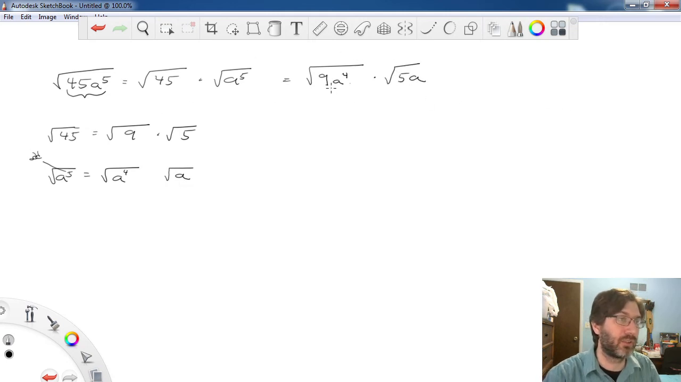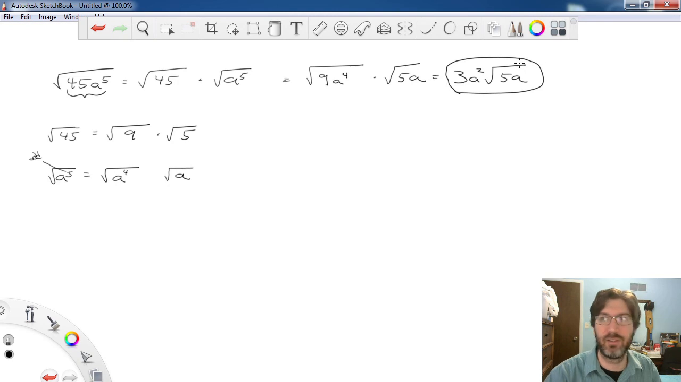And then I'm going to go ahead and solve for this one. I know this is pretty easy. The square root of 9 is going to be 3. The square root of a to the fourth is a to the second, because again I take half those exponents. I can't do anything with this part, so I'm just going to tack it on, and it's going to be the square root of 5a. So this here is your better answer than this. It's more solved. It's simplified.